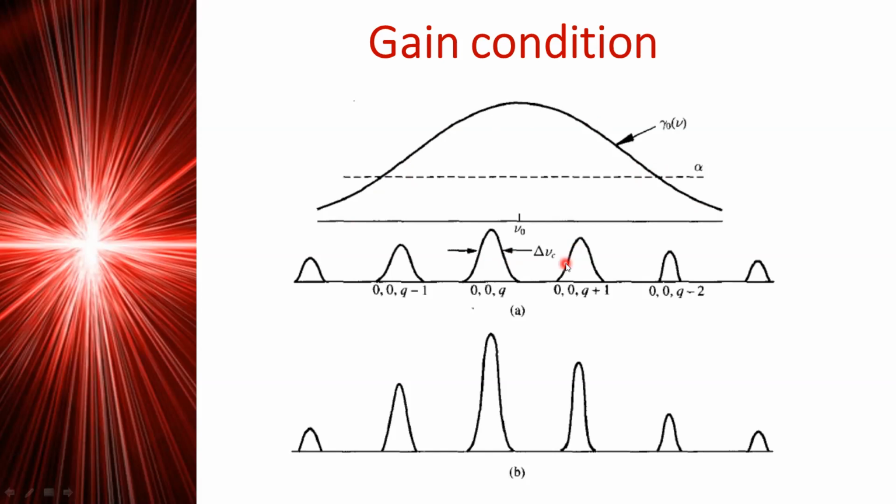Now you will have only one selected monochromatic frequency, and this monochromatic frequency will be the only frequency that will be magnified or amplified in the cavity, and other frequencies will be attenuated. Okay, that's the concept of the amplification or the oscillation. But now we have a very important question.